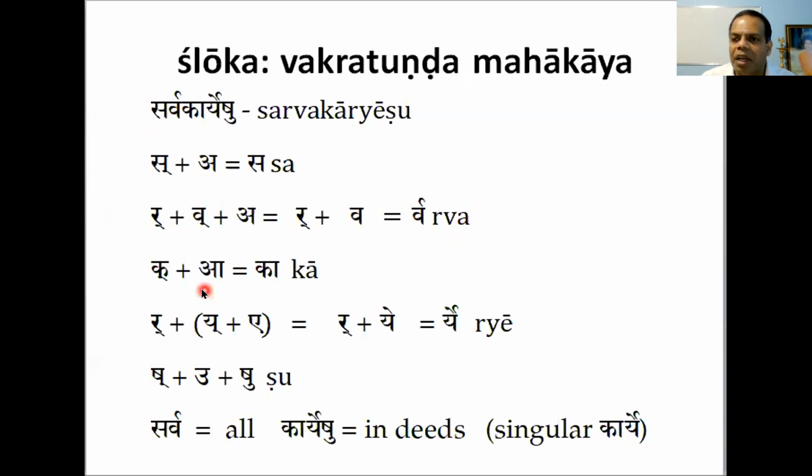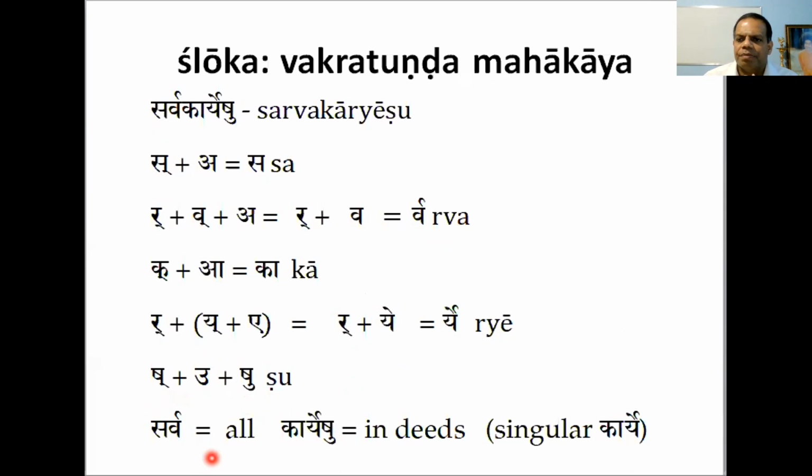The next letter is ka. Uk plus a, which is a longer akara, gives you ka. The next one is again a compound consonant. Ir plus e plus a gives you ye. Ir plus ye gives you irye. Again, you can see how it's written. It's a bit crowded at the top. There's a hook and a bunny ear over here. The last one is shu, which is actually the cerebral sh. Ish plus u gives you shu. Sarva karyeshu.